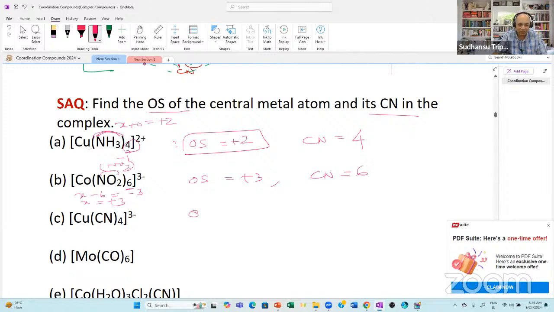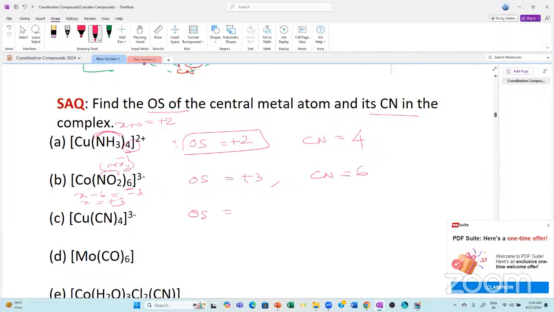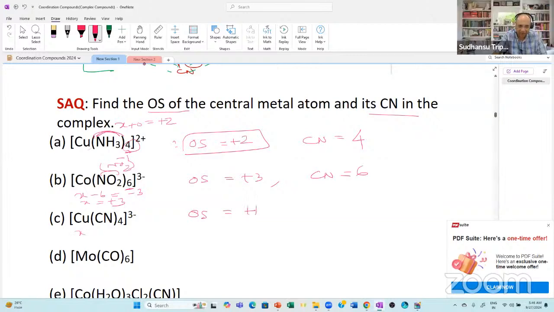So in this case, what is the oxidation state? Copper, plus 1. Oxidation state of copper is plus 1, because x minus 4, since each cyanide is -1, so -4 is equal to net charge -3. So x is equal to plus 1. And the coordination number, I am writing on your behalf, 4.